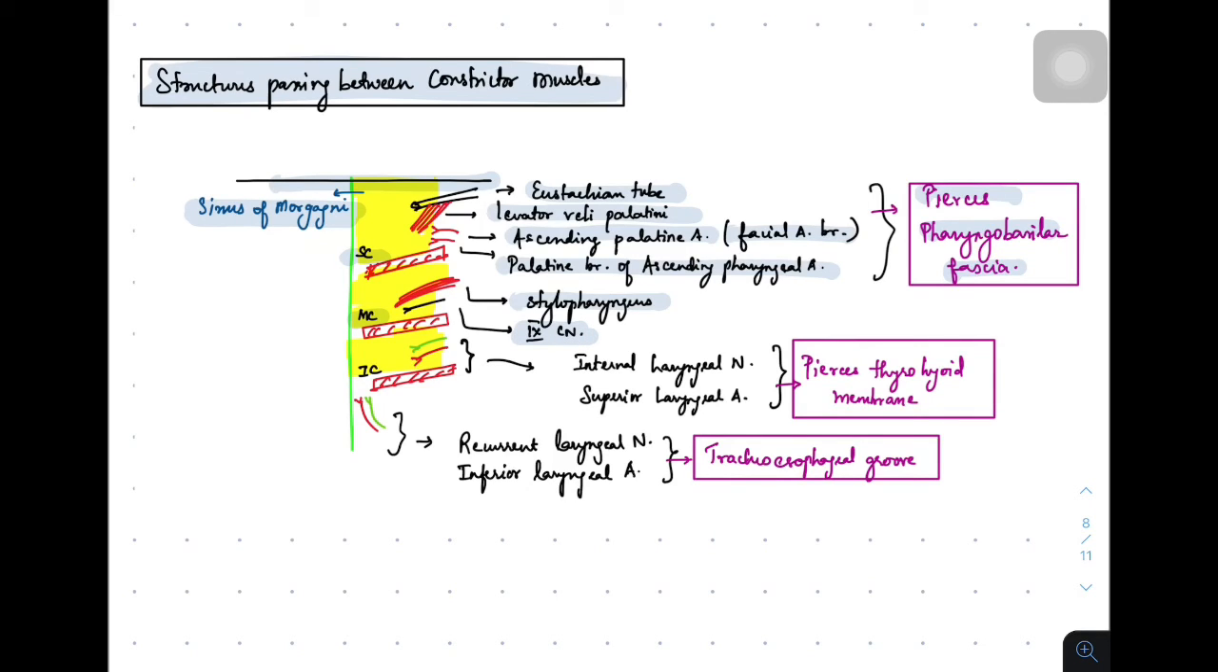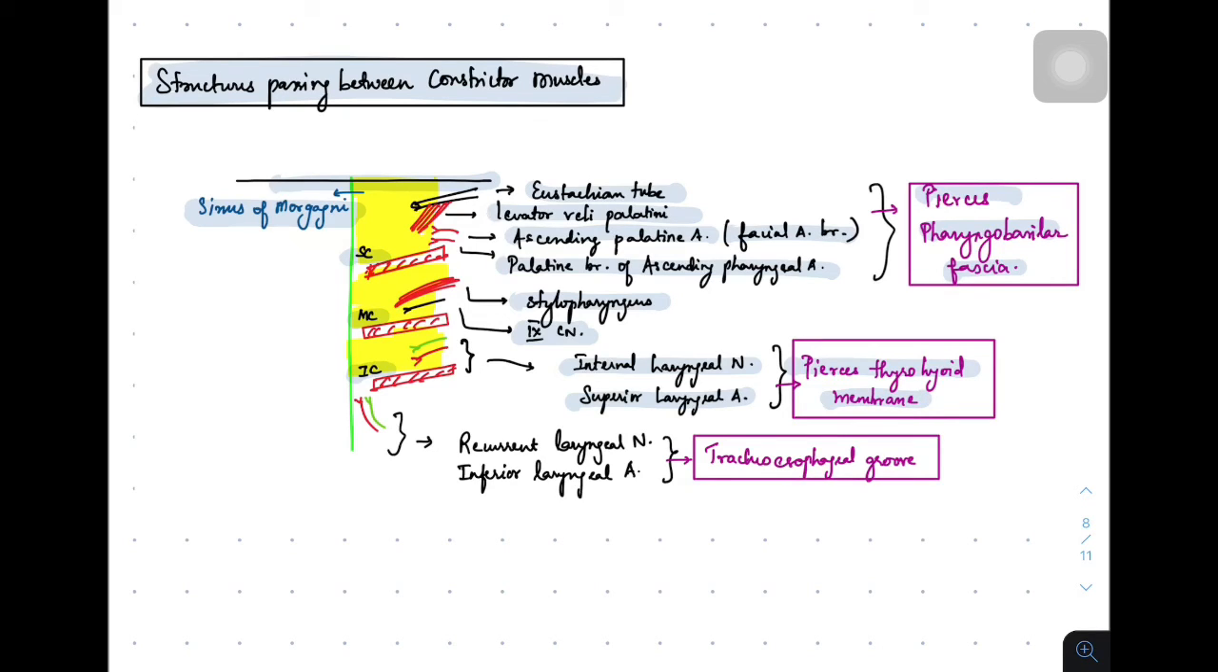Then we have a space between middle constrictor and inferior constrictor. We have a nerve and an artery in this space. These are the internal laryngeal nerve and superior laryngeal artery. They pierce the thyrohyoid membrane and enter the pharynx.